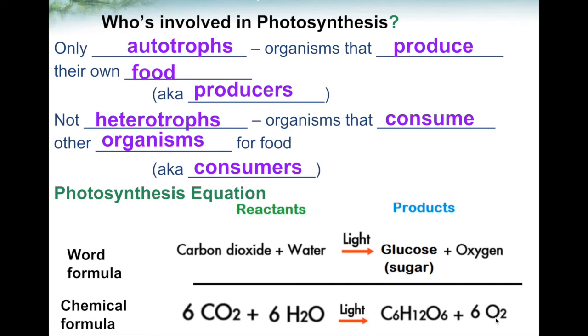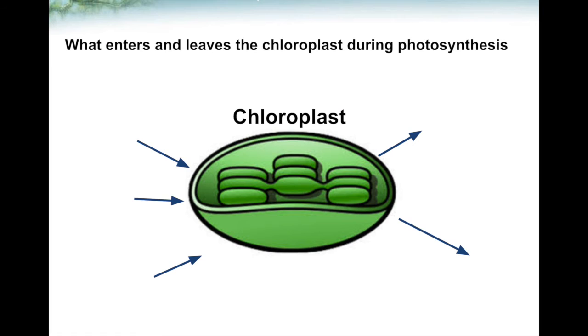So this is the chemical formula. You need to make sure you remember both the word and the chemical way of writing this equation. So remember, what enters and leaves the chloroplast? This is the organelle or part of the cell that does photosynthesis.